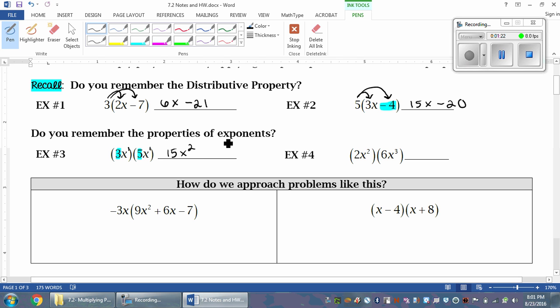Okay, let's do example 4. Same thing. I'm going to multiply the numbers, the coefficients. 2 times 6 is 12. I'm going to keep the base the same, which is x, and I'm going to add the exponents. 2 and 3 make 5.